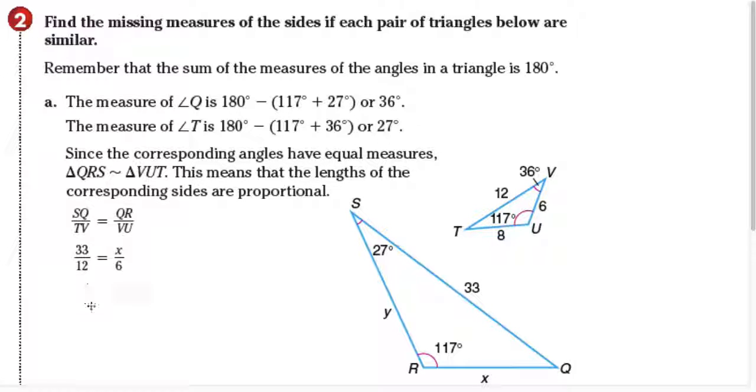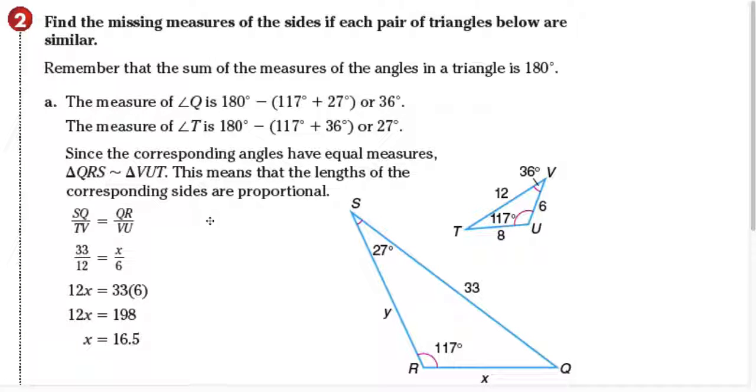This becomes now 12x equals 33 times 6, or 12x equals 198. Dividing both sides by 12, we find the measure of x, which is around 16.5. Okay? And let's find the measure of side SR or y.